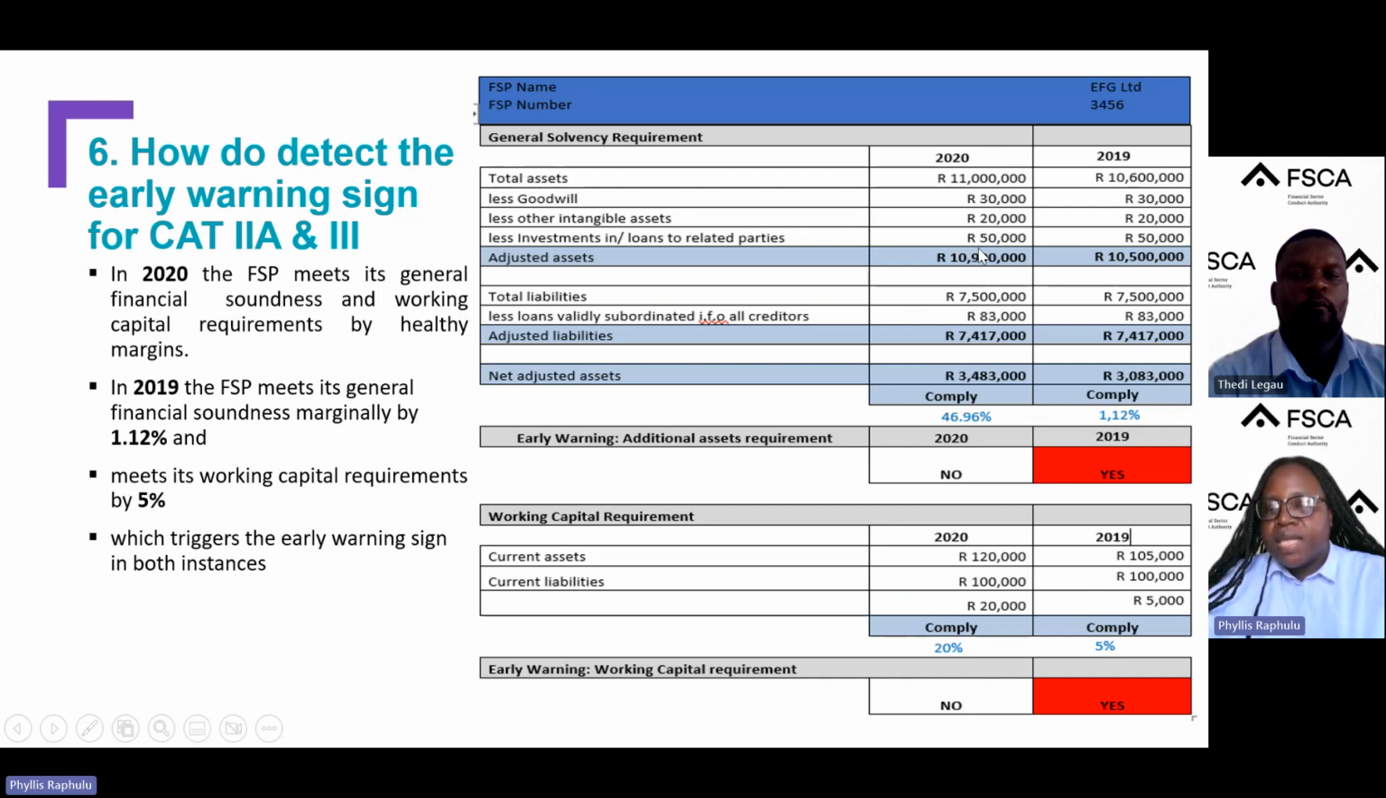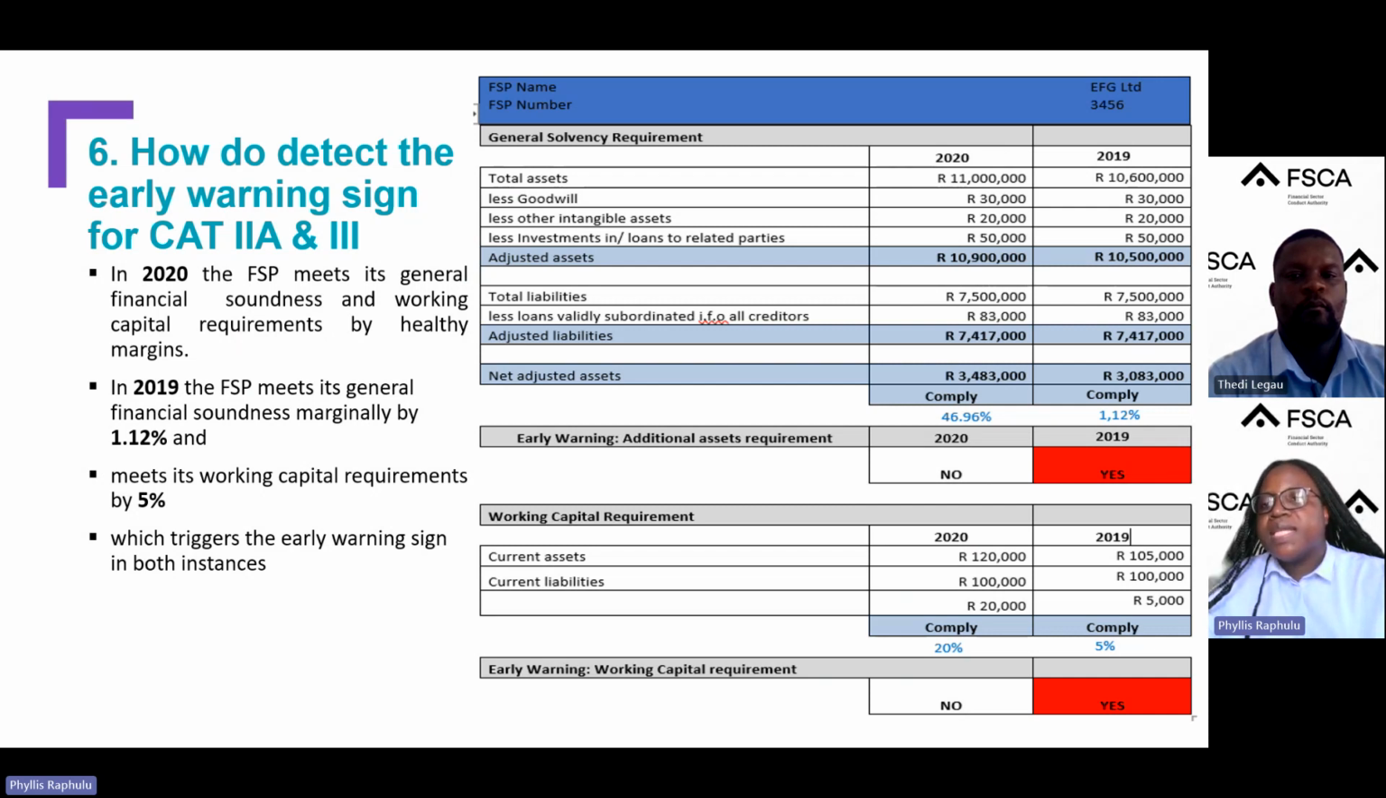So in 2020, the early warning requirement was not triggered because the net adjusted assets on the general solvency exceeded adjusted liabilities by more than 10%. And on the working capital, the current assets exceeded liabilities by 20%, which is more than 10%. So in 2020, the FSP doesn't have to send the notification to the authority.